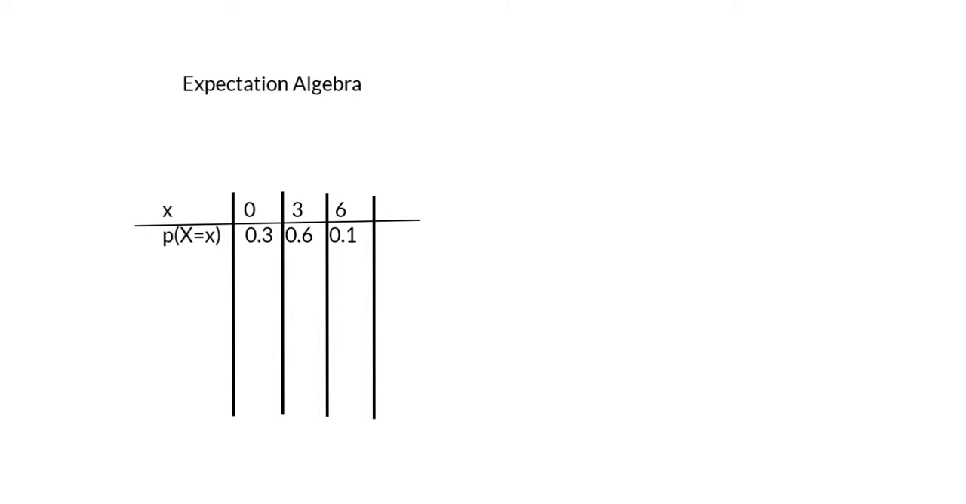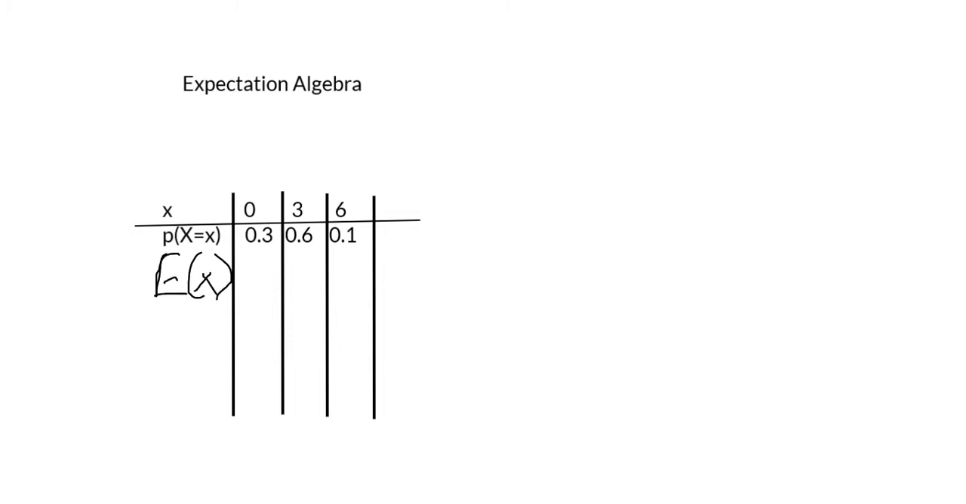Okay, for this video we're going to look at expectation algebra, and we're going to look at how this works and what it means. So we're going to start off with a basic discrete random variable. This one here has three options: 0, 3, or 6. If we put those options together, we can then look at our expected value.